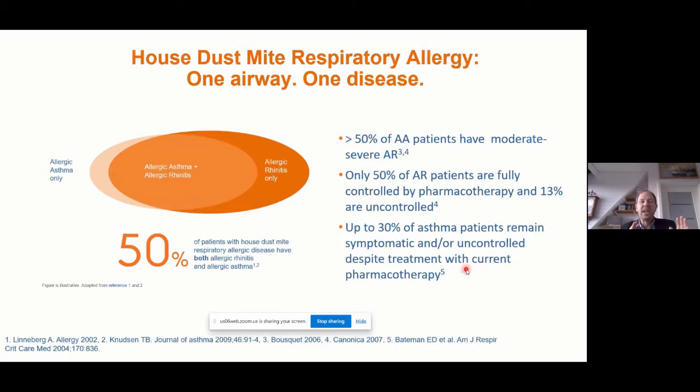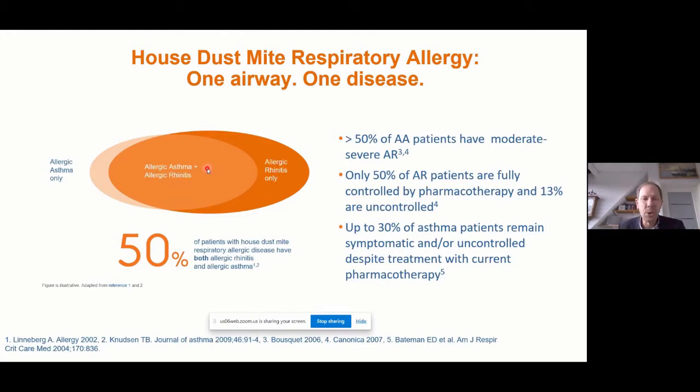Then we also have to think about which symptoms the patient presents with. Half of your patients will present with allergic rhinitis only, but the other half will present with allergic rhinitis plus allergic asthma. Only very few will present with allergic asthma symptoms only. This 50% with allergic rhinitis plus allergic asthma is comparably high if you compare it to seasonal allergens.